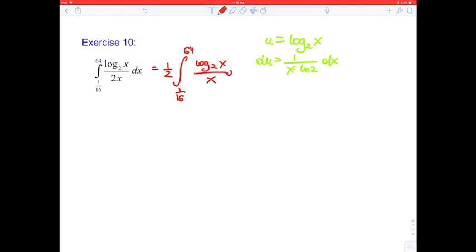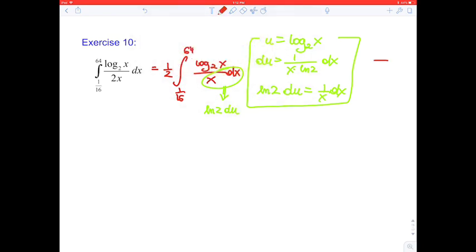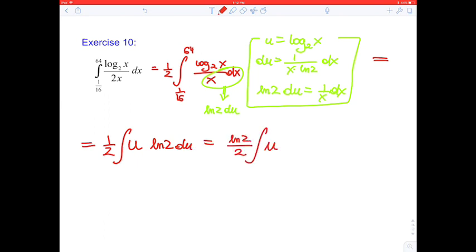And I can see dx over x. That means I will just multiply the whole equation by ln of 2 du, and dx over x will stay on the right hand side. That means this one is ln of 2 du. Let's rewrite the whole integral. 1/2 and then integral of u, because the log is u, and just ln of 2 du. I will put ln of 2 over 2 outside. U du.